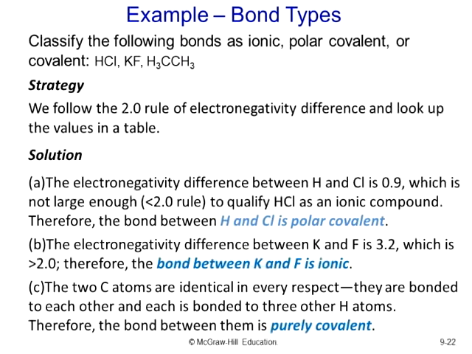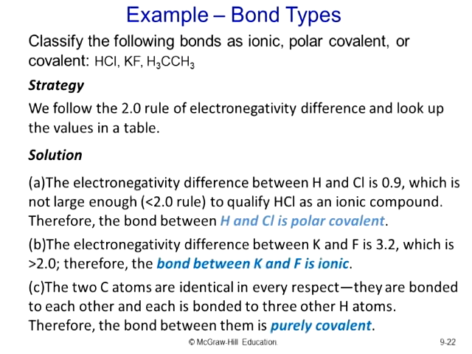Consider potassium and fluoride. On the periodic table, the difference between potassium and fluoride is 3.2. That's much larger than the rule of 2, or 1.8. Therefore, the bond between potassium and fluoride is ionic. The 2 carbon atoms are identical, and therefore, by default, we know that it is not an ionic bond. It has no polarity. It is purely covalent.